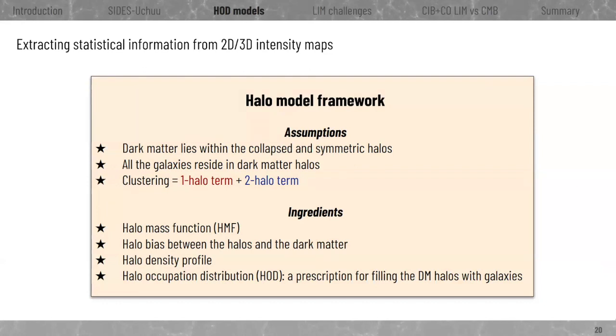These models are all embedded in the so-called halo model framework, which has the assumptions that dark matter lies within collapsed and symmetric halos, that all the galaxies reside within dark matter halos, and that the clustering of the galaxies, the power spectrum of the galaxies, is modeled by the one and two halo terms that I showed earlier. And the ingredients that you need to build a model like that are first a halo mass function that tells you how many halos you have per halo mass, a halo bias model that tells you how biased tracers the halos are for the underlying dark matter, a halo density profile that tells you how the dark matter is distributed within a single halo, and finally, a halo occupation distribution, which is a prescription to tell you how many galaxies and how luminous these galaxies should be that populate each halo depending on its halo mass.